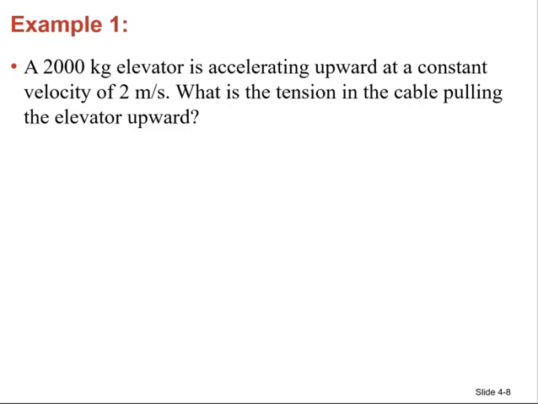We have a 2,000 kilogram elevator that is accelerating upward at a constant velocity. Before I even go on, constant velocity, you always underline it, circle it, and immediately write net force equals 0. So this is a Newton's first law problem. No matter what happens, constant velocity means net force is 0. So it's moving at a constant velocity of 2 meters per second. We want to know what is the tension in the cable pulling the elevator upward.